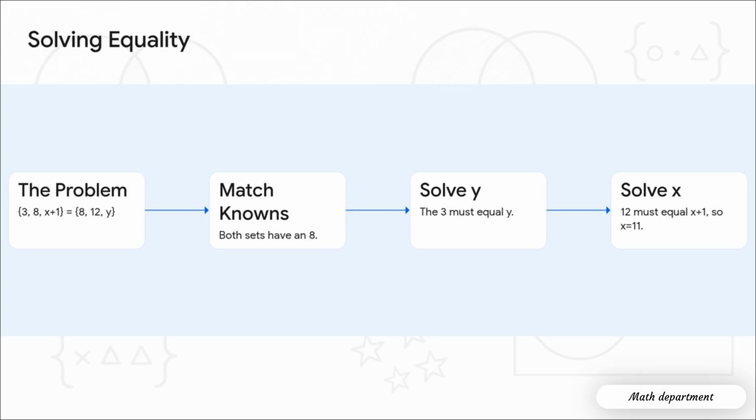Great! Now looking at what's left, the first set has a 3. The only available unknown element in the second set is y, so y must equal 3. Finally, the second set has a 12. That has to match the remaining element in the first set, which is x plus 1. So if x plus 1 equals 12, we just subtract 1, and x equals 11. See how beautifully all that logic just falls right into place?